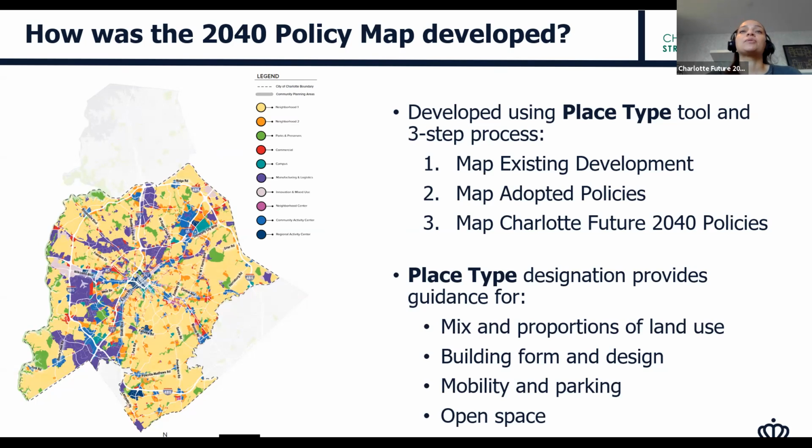We developed the place type tool using a three-step process, and we'll get a little bit more into this in the next few slides. But essentially, the first step was to map any existing development. Then we overlaid that map with our adopted policies from 2010, which are usually our area plans. And then the last step was to map the policies in the 2040 plan and then see what that difference was.